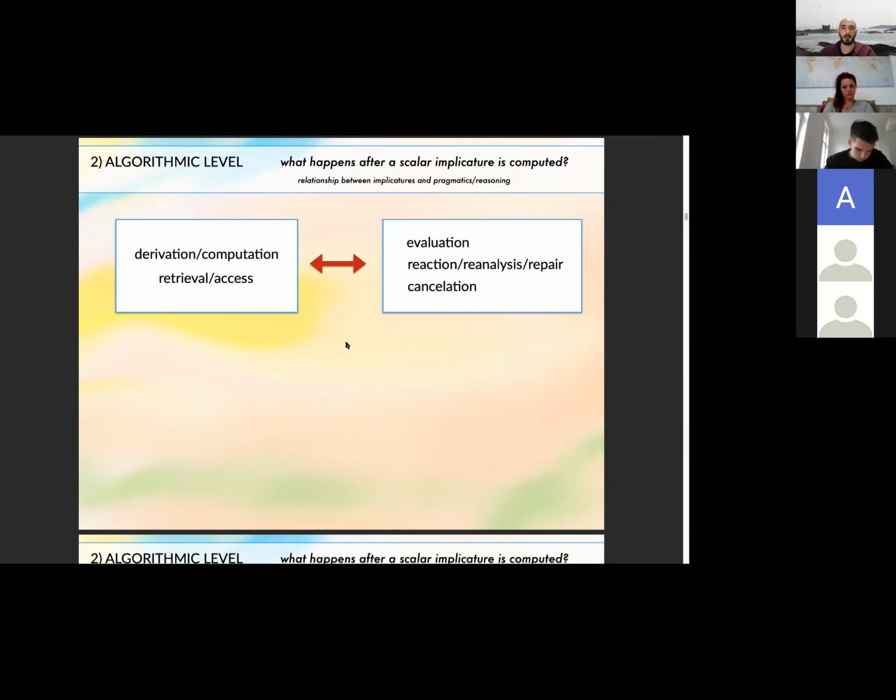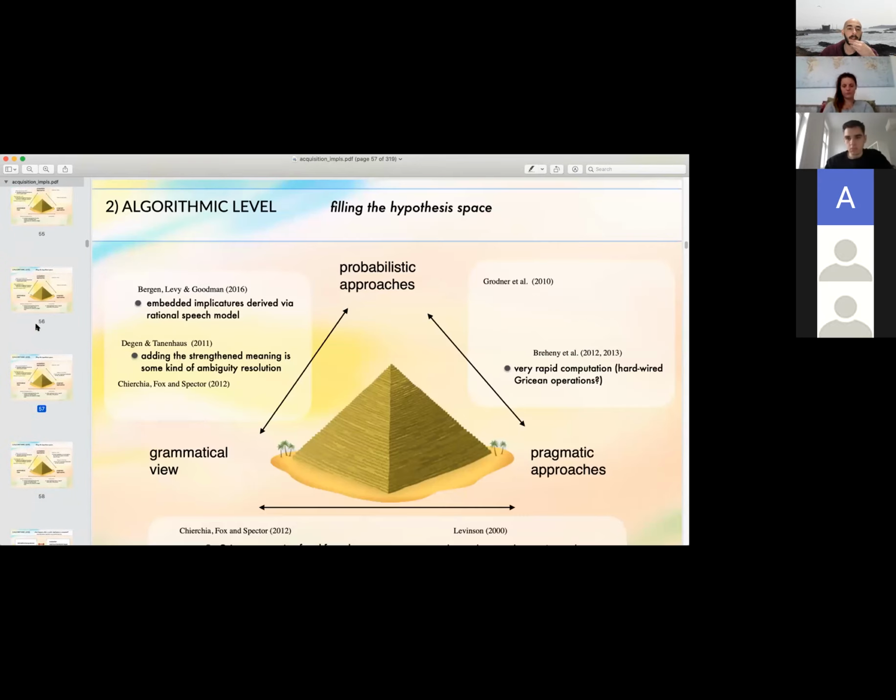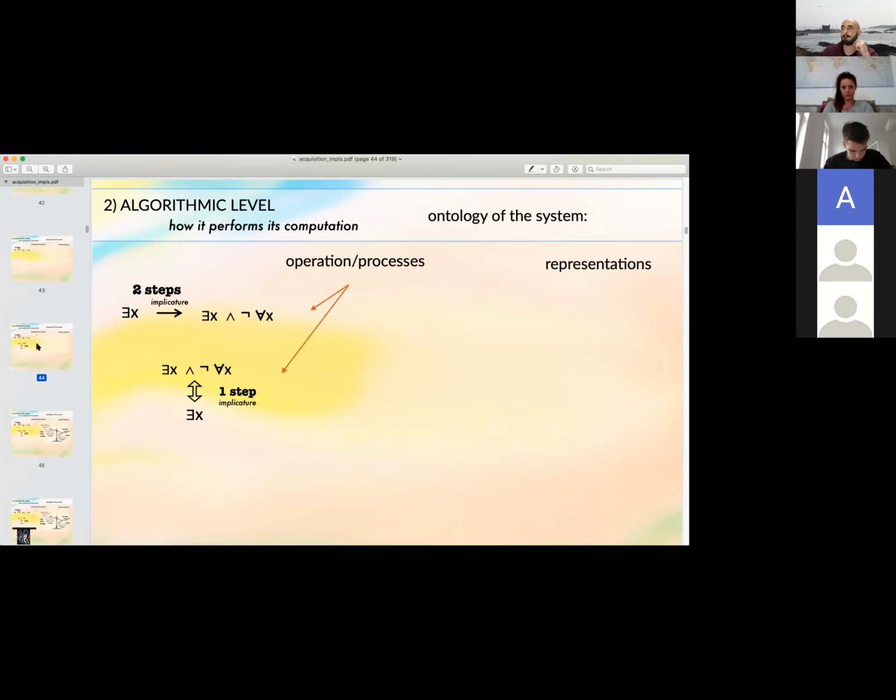Okay, so is there any question about this theoretical introduction? Are these concepts clear? Can I go on? Okay.